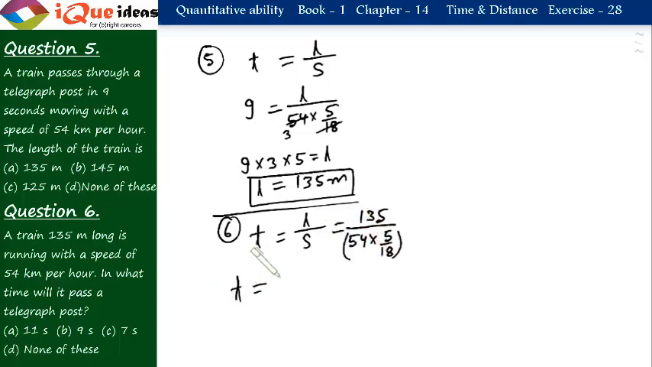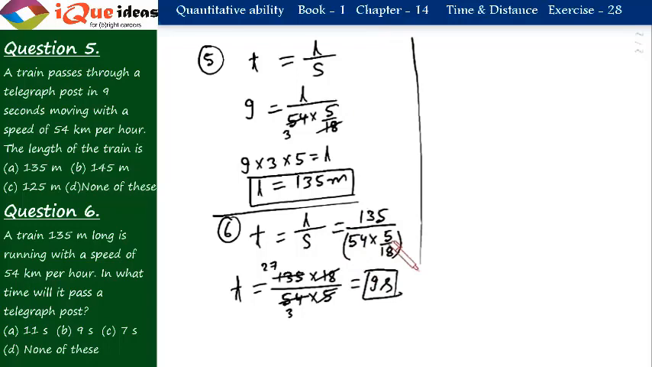So this gives us time equal to 135 into 18 divided by 54 into 5. So 18 cancels 54 3 times, 5 cancels 135 27 times, and 3 cancels 27 9 times. So it is 9 seconds, the time taken.